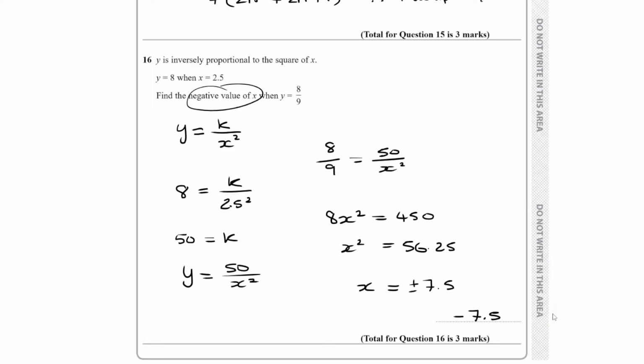Just looking at the comments. Yeah, the negative square root of 56.25 is fine, yeah.